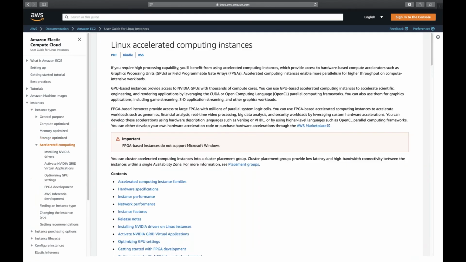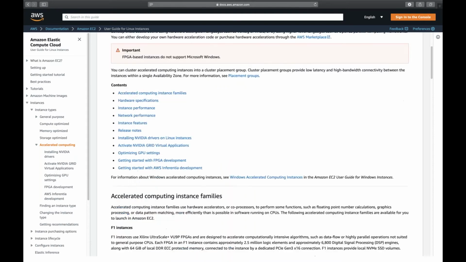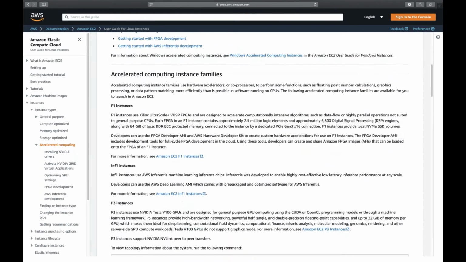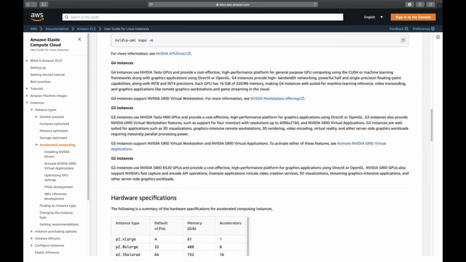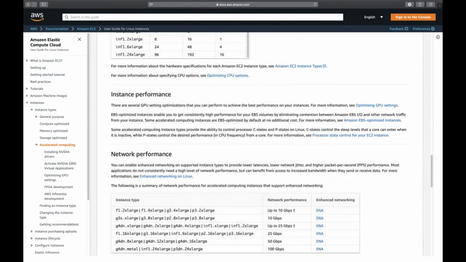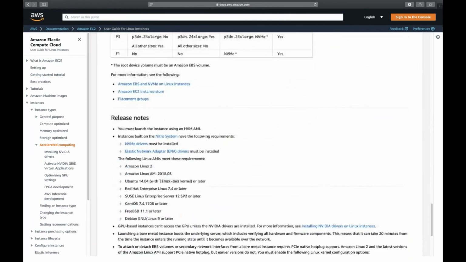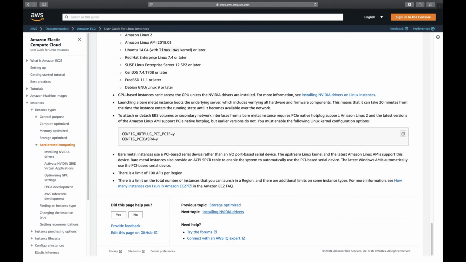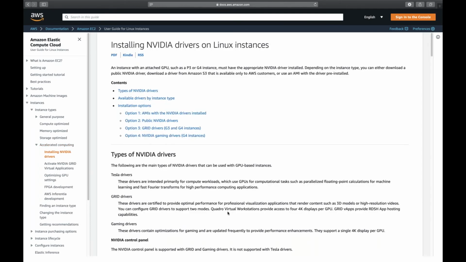Then you have accelerated computing. This is generally for graphics, graphic based applications. So you have F1, Inf1, P3, P2, G4. You do the same set of calculations, do your math, put the cost, and get it into Excel. Then it talks about installing the NVIDIA driver.